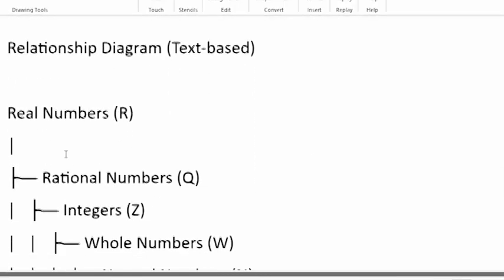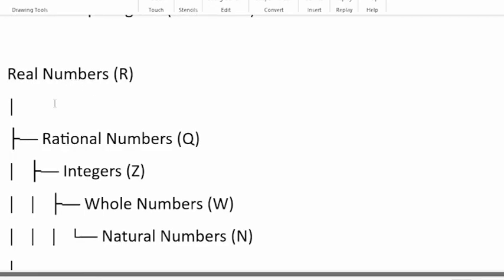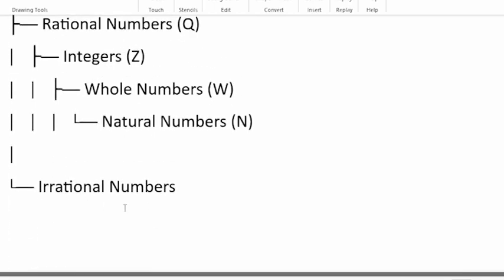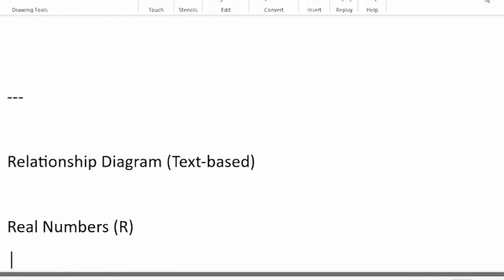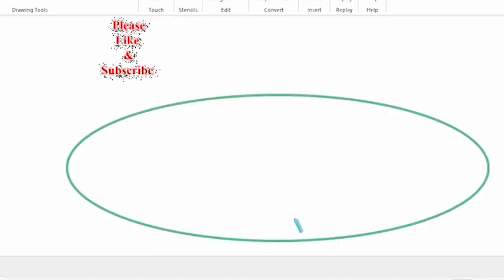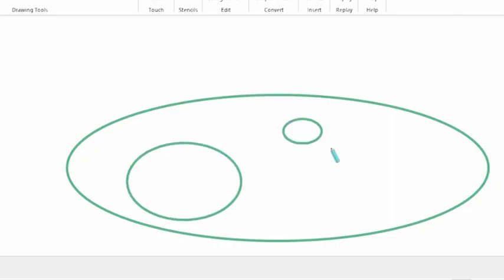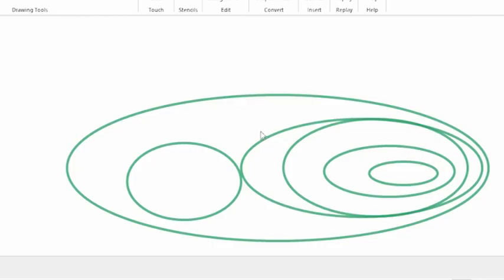Relationship diagram, text based here. Real numbers include rational numbers and irrational numbers. Also, rational numbers include integer numbers, whole numbers, and natural numbers. I want to draw a diagram here. For example, we have here real numbers, and it includes one part, and the other part is this one.